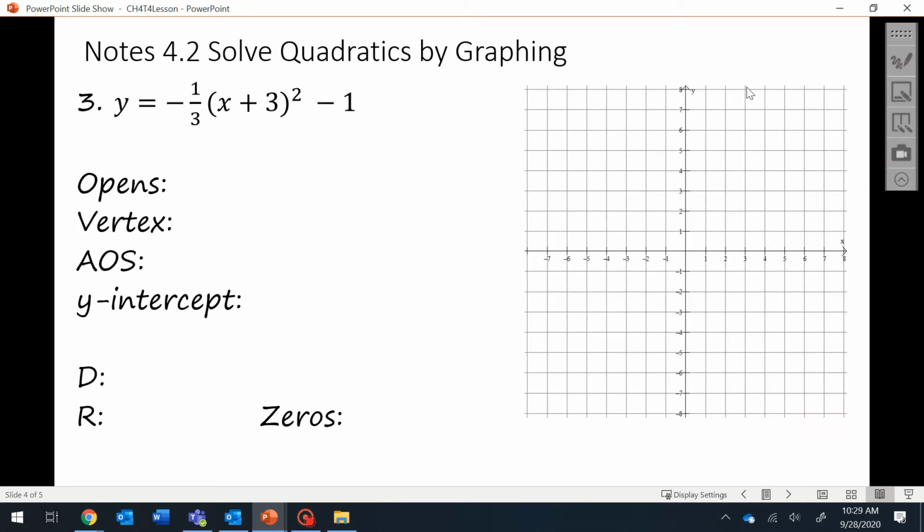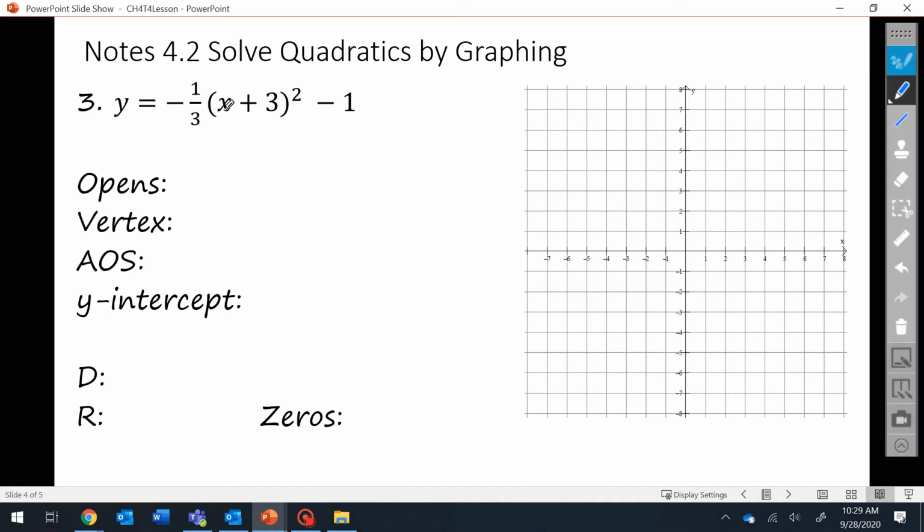So for instance, let's look at number 3. -1/3 times x plus 3 squared minus 1. Something's telling me this may not have any zeros at all, because we looked at 2 zeros, we looked at 1 zero solutions, and now we're going to look at, let's see, we will see. And this is actually in vertex form. This is not in standard form, so this is in vertex form.